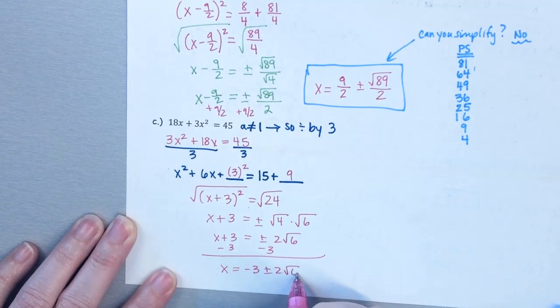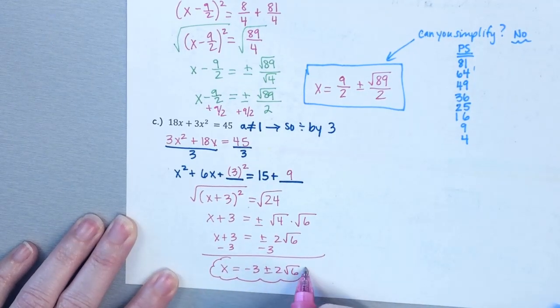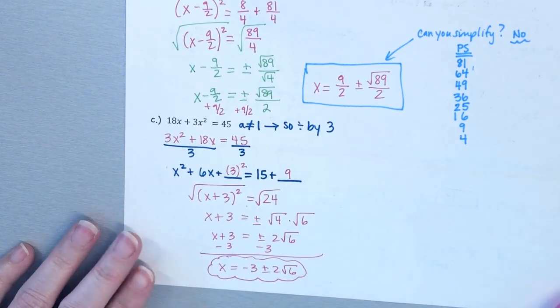How did we do? How'd you guys do with your simplifying?